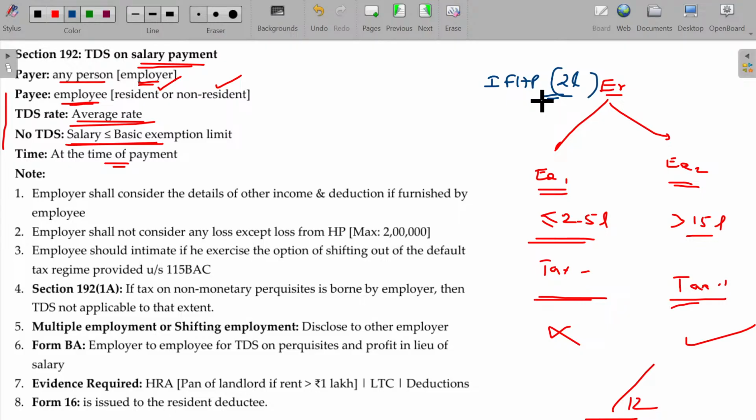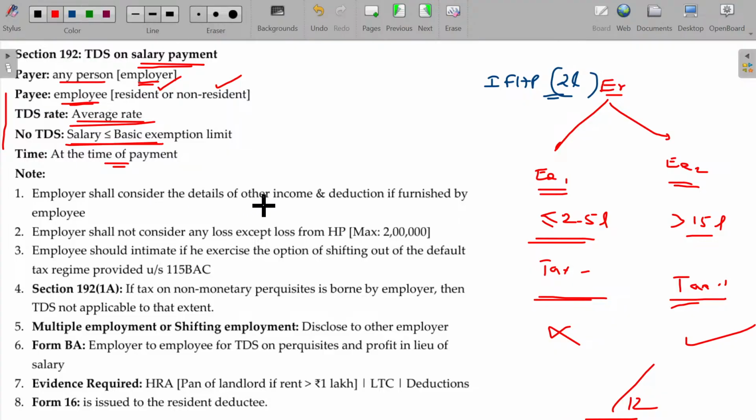Similarly, if the employee says, "Sir, I lost around 5 lakh rupees from income from house property," the employer will take only 2 lakhs. All other deductions under the section 80 series apply if he opts out of the default tax regime, that is, the old tax regime. He may also opt for the default tax regime, and this should also be intimated to the employer. So he has to intimate whether he goes for the default tax regime or shifts out. In the case of shifting out, he has to provide all the documents for deduction purposes.